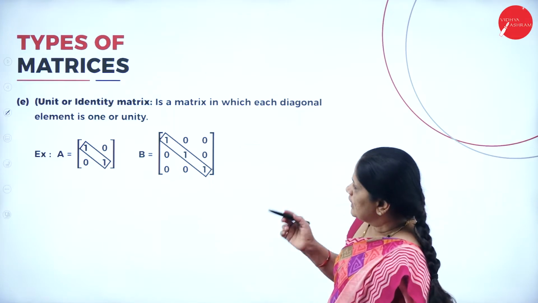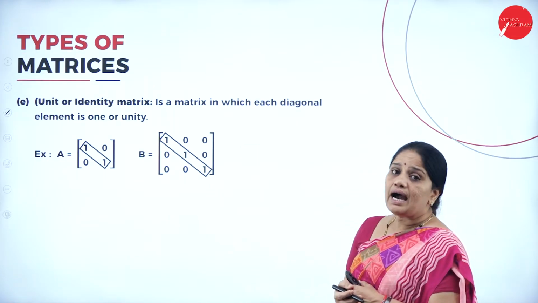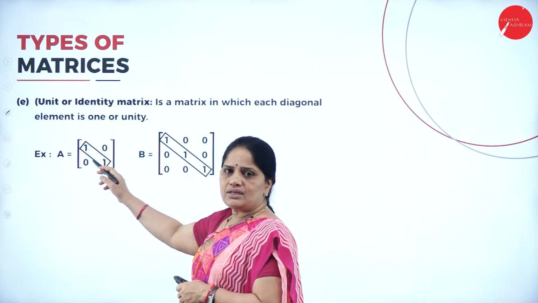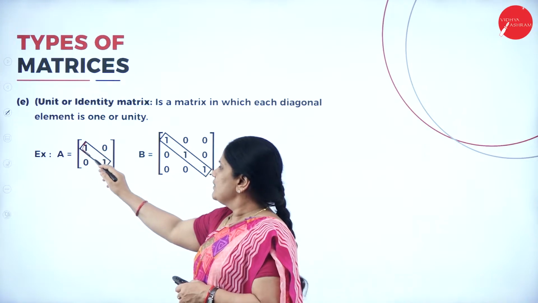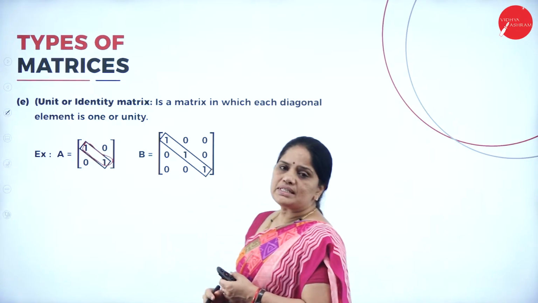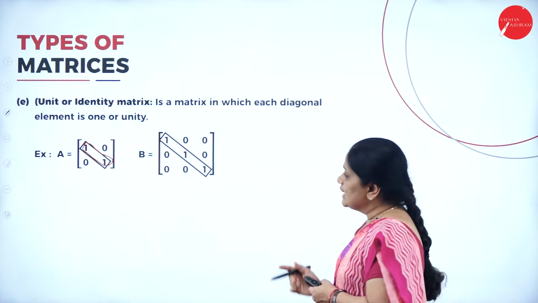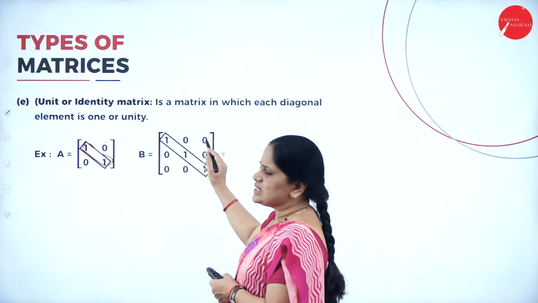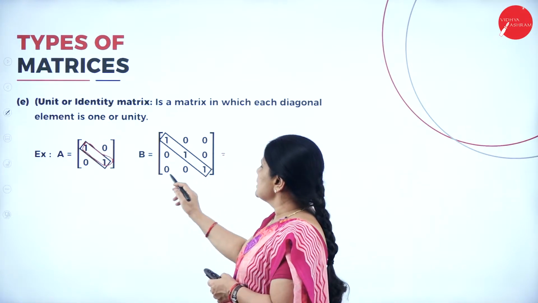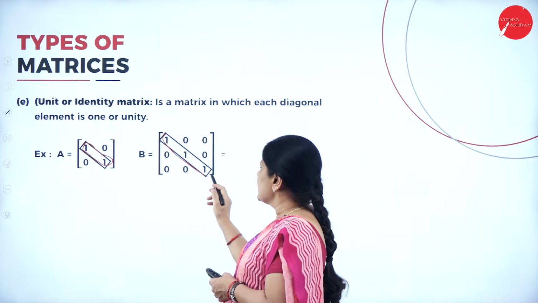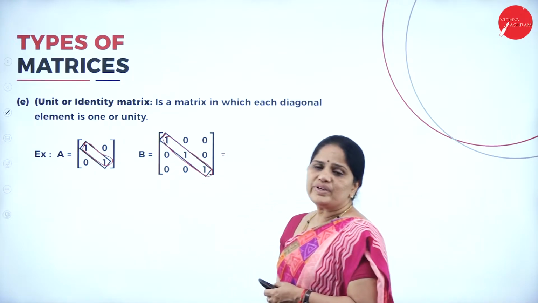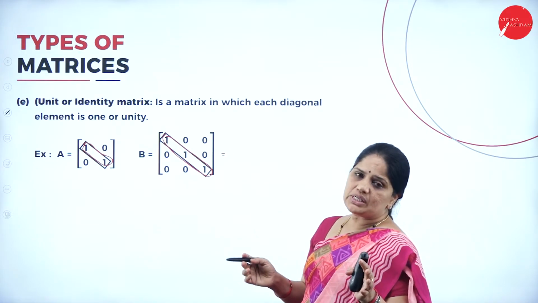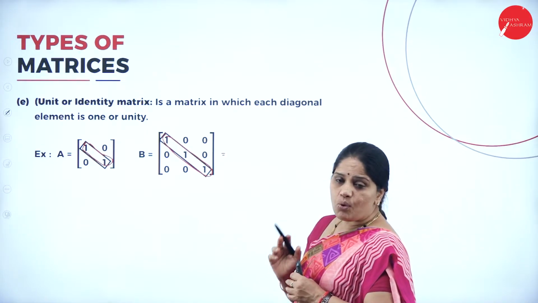Then the next one is the unity or identity matrix. A equals 1, 0, 0, 1. Here again, if all the elements of the diagonal are 1, then we call it the unit or the identity matrix. So 1, 0, 0, 0, 1, 0, 0, 0, 1. All these are 1, 1, 1, so we call it the identity matrix. All other elements should be 0, only the diagonal element is 1.